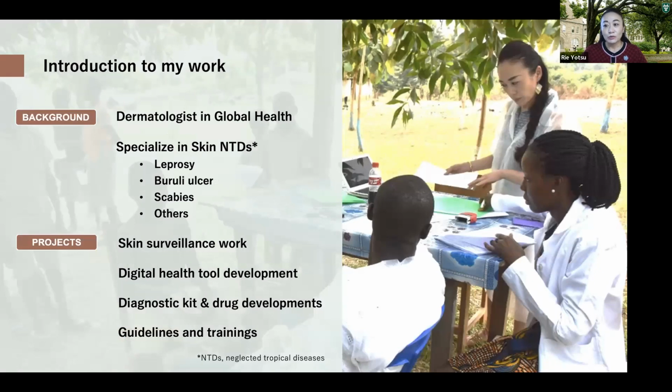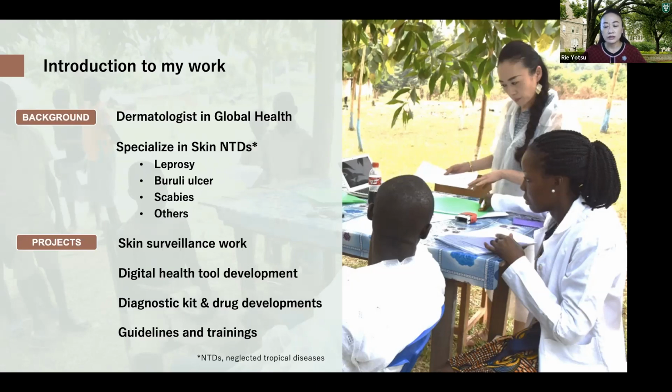Introduction to my work. Well, Aswan already went through most of the things, but I'm a dermatologist in global health, originally trained in Japan, currently in USA, and with the interest both in dermatology and global health, I was trying to come up with an area where both interests combined together. And my first interest was in leprosy.